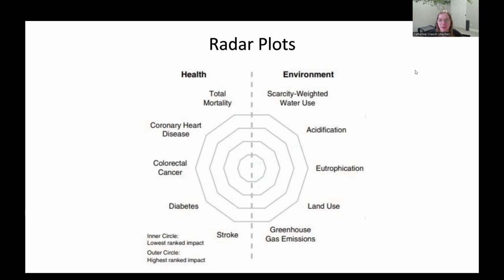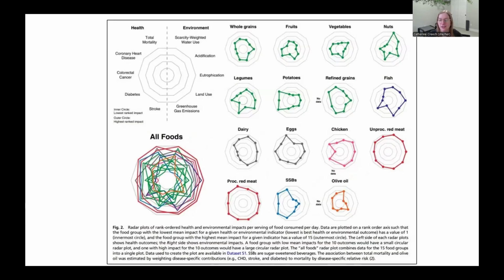Let's check out the data from the article. Here we have the same radar plot. We have all the foods together, and then we have the foods listed individually. We have our green ones that are plants and our red ones that are processed meat. Remember, if it's on the outer circle, that means that it was a high impact. So here, unprocessed red meat and processed red meat, all on the right side, which was our environmental impact, very far out. So there is a high environmental impact. And on the left side, where we're looking at health impacts, it's also quite far out. And that indicates that these are unhealthy and bad for the environment.